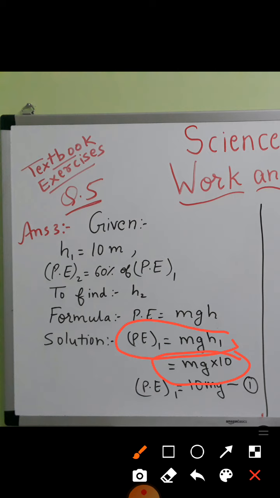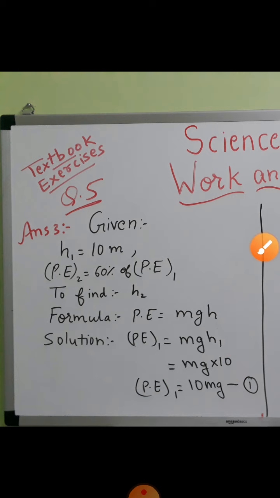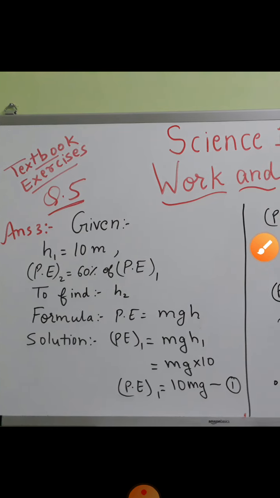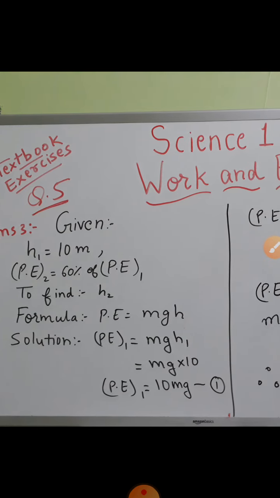So mgh means mg into 10. mgh1, that is mg10. You can write this as 10 mg. So make this equation 1. Consider this is equation number 1. Potential energy is equal to 10 mg.